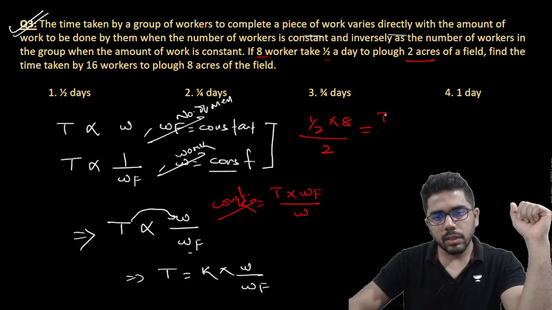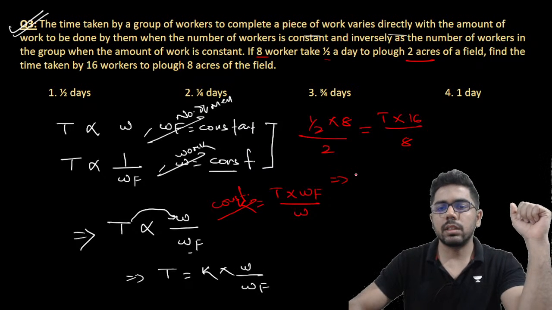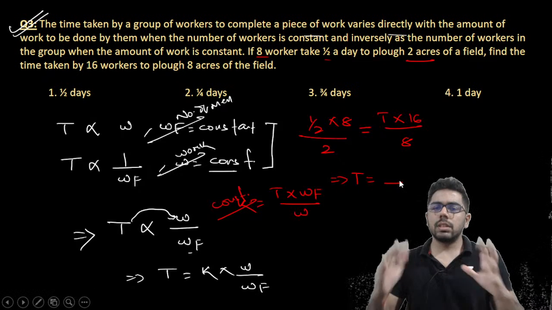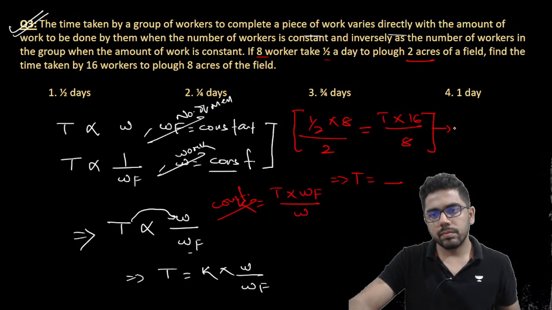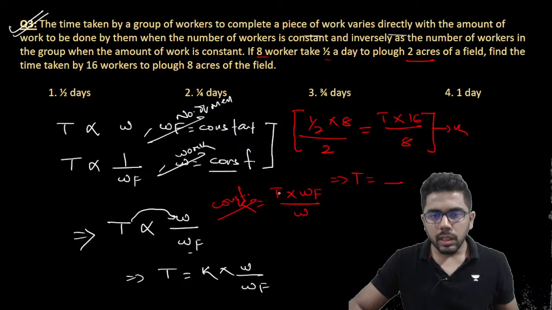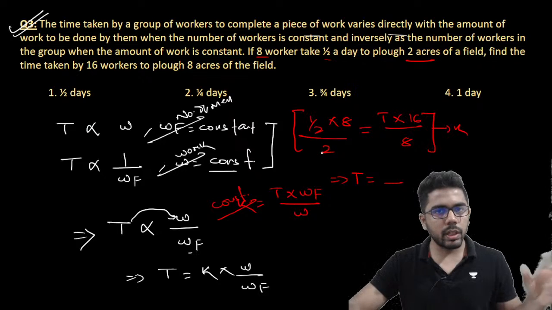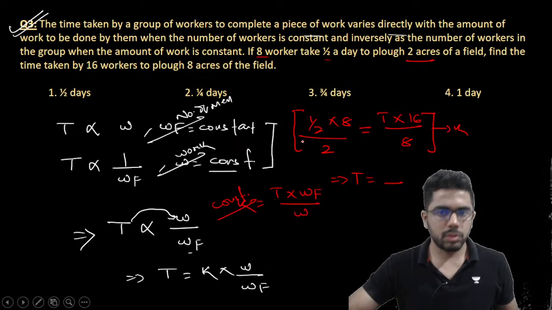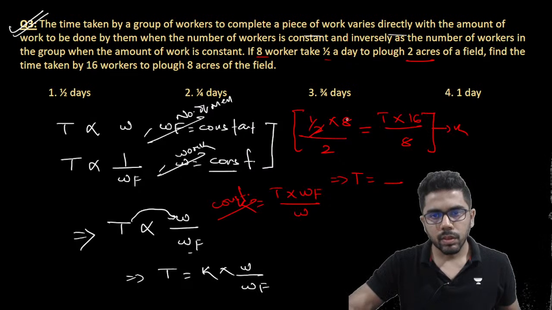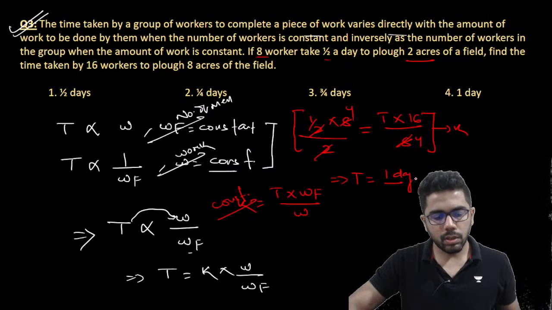So T is asked, by 16 workers to plow 8 acres of land. Just solve for T from here. Just one simple equation. Both of them are equal to K. T, W, F and W. So first, T is half a day, 8 workers, 2 acres of land. How much time for 16 workers, 8 acres of land? Just solve that. So this is 4, 4. So I get T as 1 day.